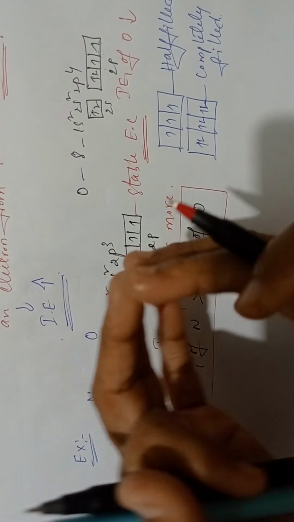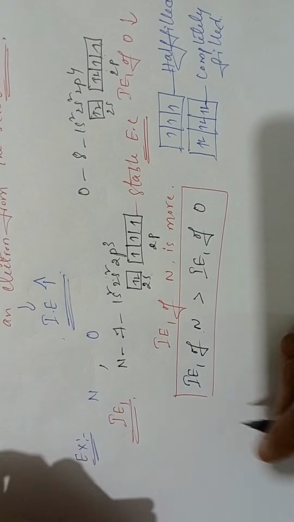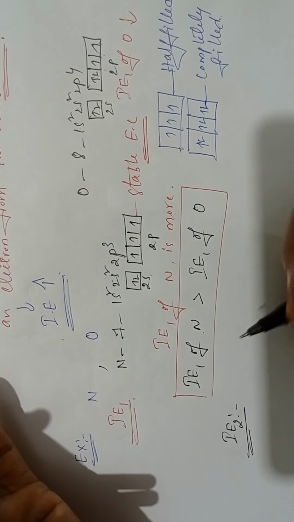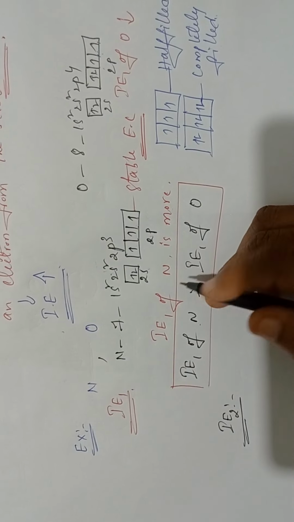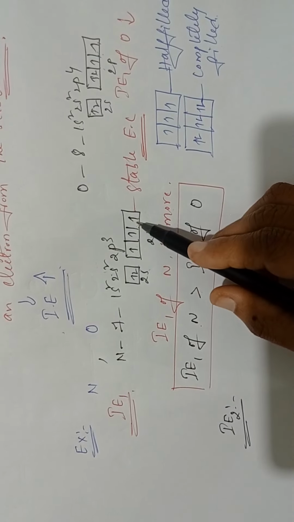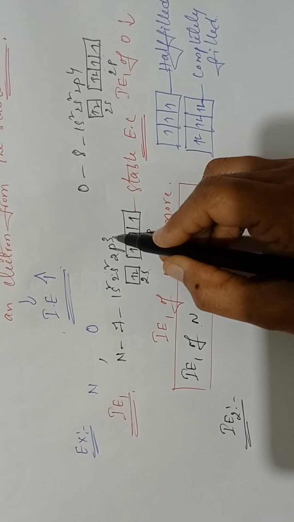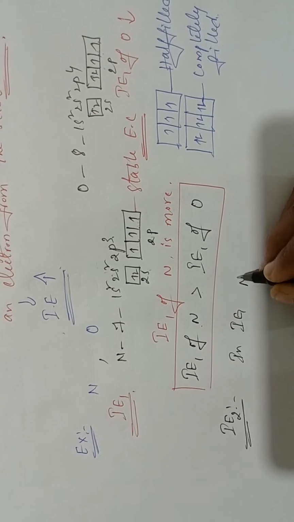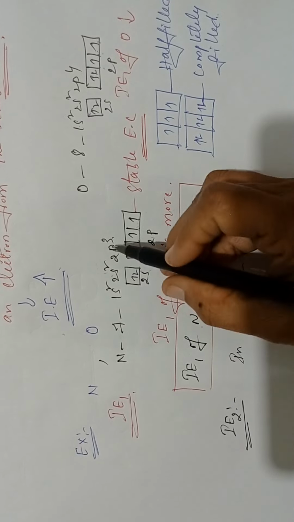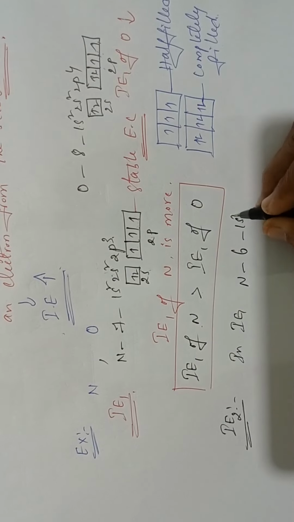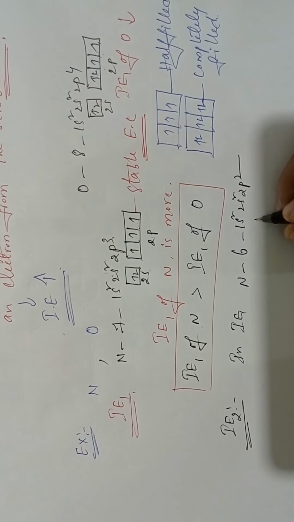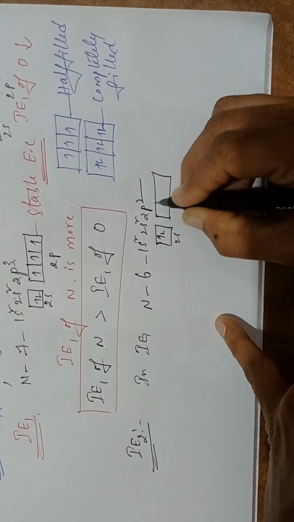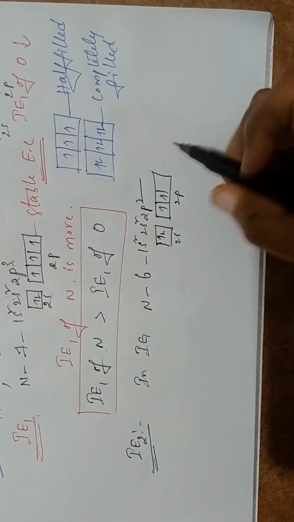Now I want to calculate IE2, students. I have to find the IE2 value of nitrogen and oxygen. In IE1, nitrogen already lost 1 electron. So by loss of 1 electron, what is its electronic configuration? It becomes 1s2, 2s2, 2p2 only. In 2s, 2 electrons, and in 2p, only 2 electrons; before, 3 were there.